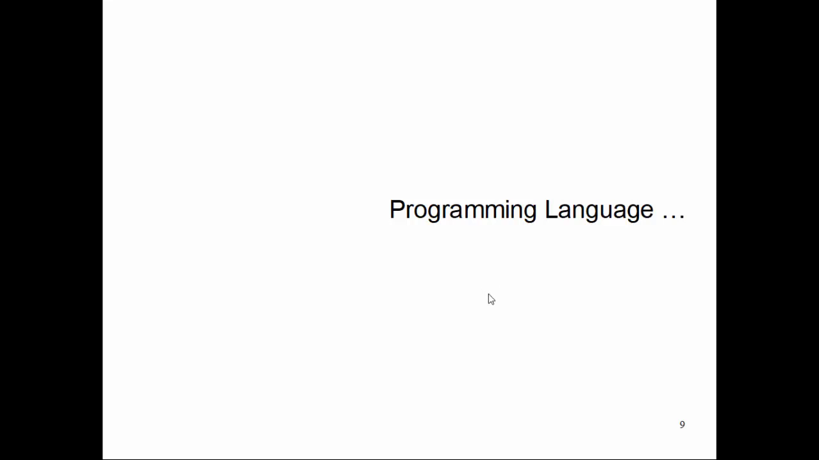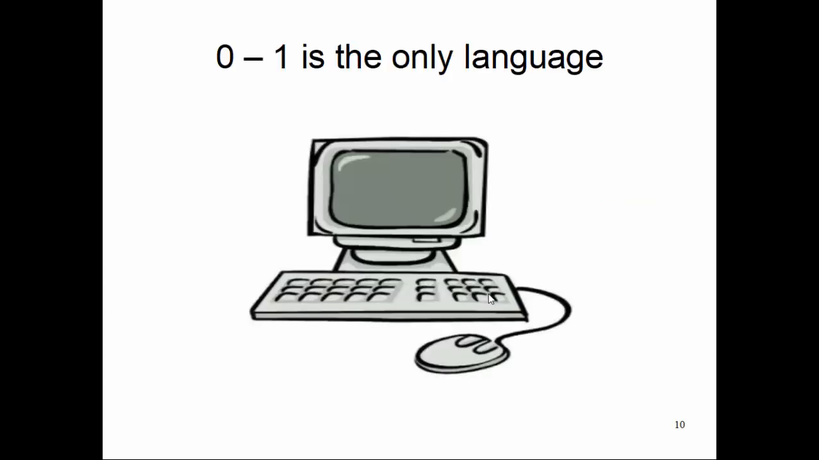Now let's talk about programming languages, especially related to the computing system. Any computing system, 0 and 1 is the only language that any modern computing system understands. I'm not talking about a computing system that Charles Babbage created. That's a mechanical computing system. Sometimes there are electromechanical computing systems as well. Those are different things.